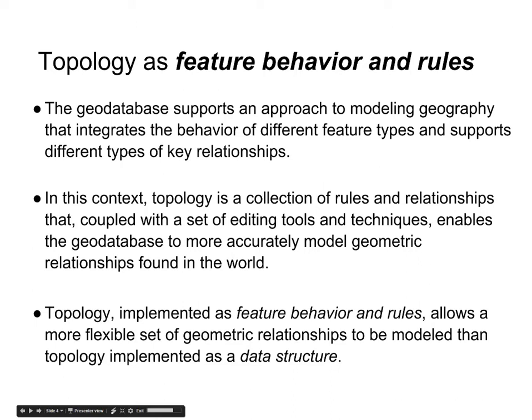Today, the geodatabase stores topology as feature behaviors and rules. So I won't read this whole slide to you, but it's a different kind of approach for modeling geography that uses a set of rules, and it uses the computer's ability to calculate coincident vertices and features on the fly to determine spatial relationships on the fly in the memory of the computer without explicitly storing all of that information in a table. So that's how it's done these days.